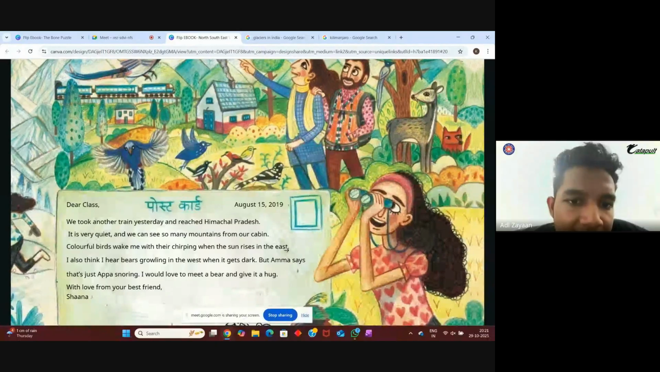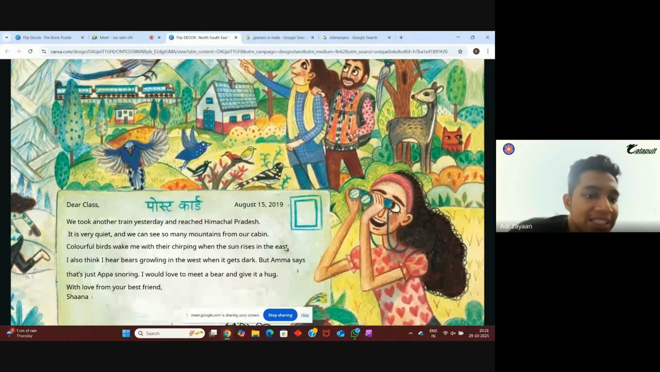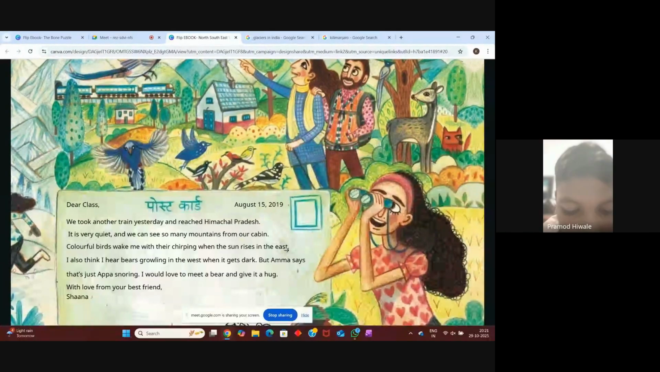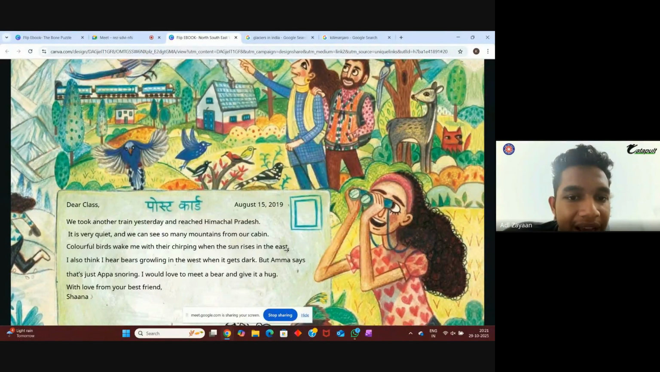I also think I hear bears growling. So the sound of bears is growling in the west when it gets dark. But Amma says that it's just Appa snoring. So she thought that she was hearing a bear's sound, but it was just Appa's snoring. I would love to meet a bear and give it a hug. With love from your best friend Shana.